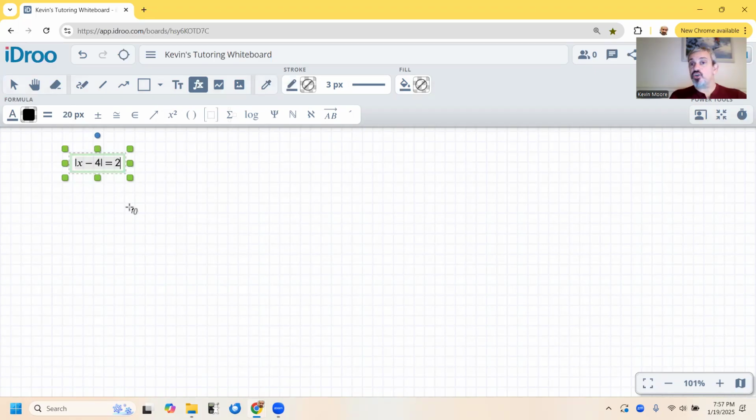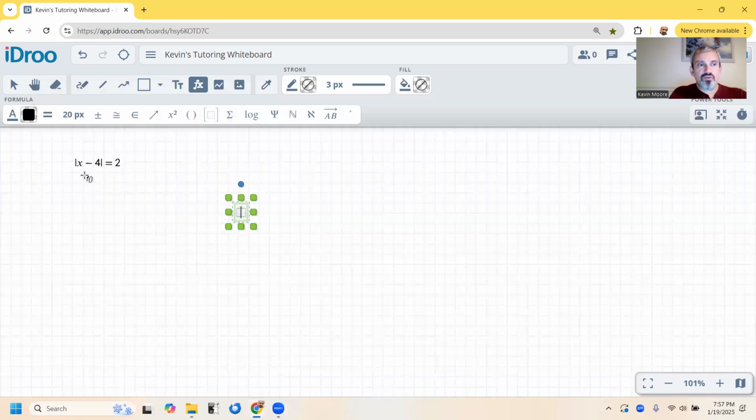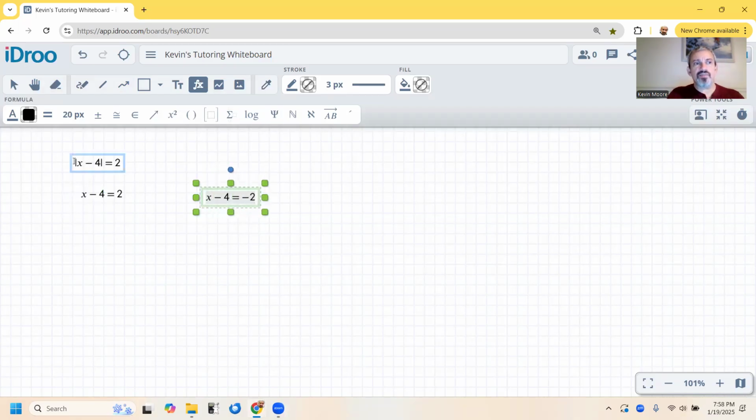So I'm going to start with a shortcut way to do it. I'm going to show a more detailed way to do it. And then I'm going to show yet another shortcut way to do it. The shortcut way to do this is we're going to start off by saying x minus 4 equals 2 and x minus 4 equals negative 2. That's because absolute value makes this entire thing positive. So absolute value of x minus 4 can be 2 or negative 2.